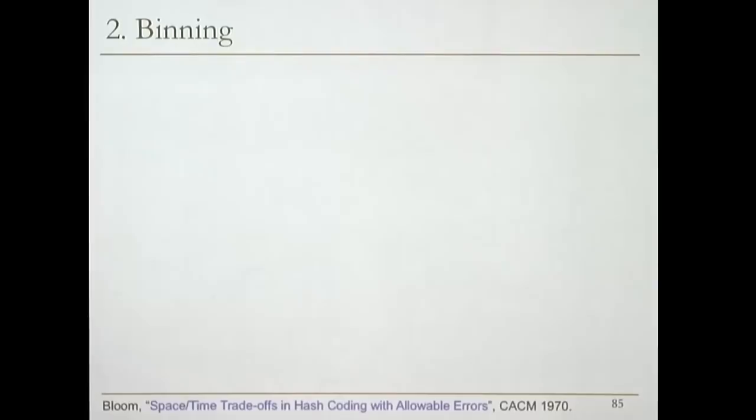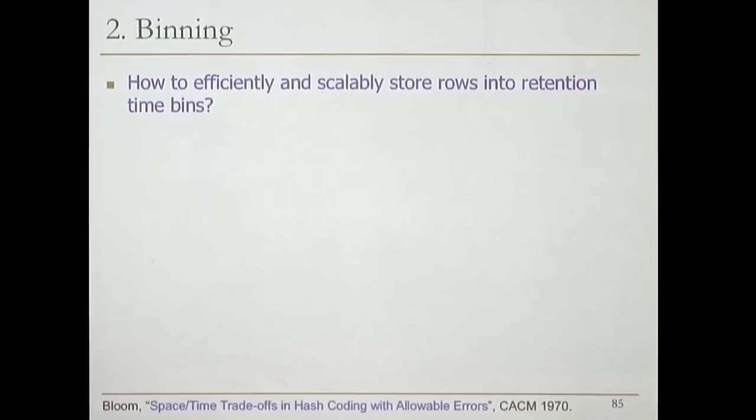So let's look at the binning aspect, because the RAIDR paper actually solves this binning problem, exploiting Bloom filters. And I like including this, because Bloom filters will be useful for whatever you do in your career, I think. The key question is, how do you efficiently and scalably store rows into retention time bins? One option, as I said, is for each row in the system have two bits specifying how often it needs to be refreshed, assuming you have three different refresh bins. But that's costly. So we use hardware Bloom filters.